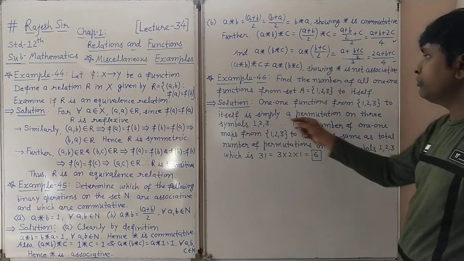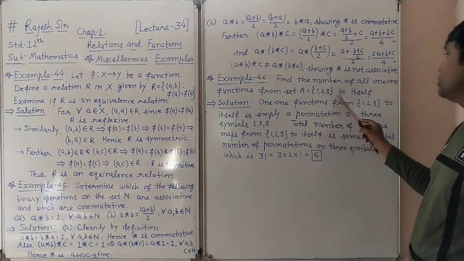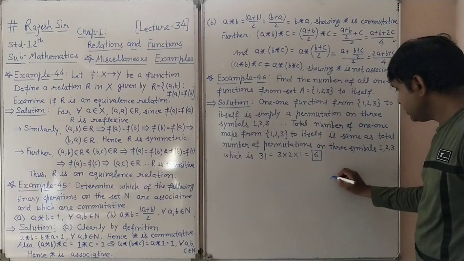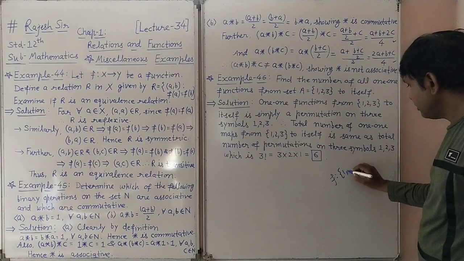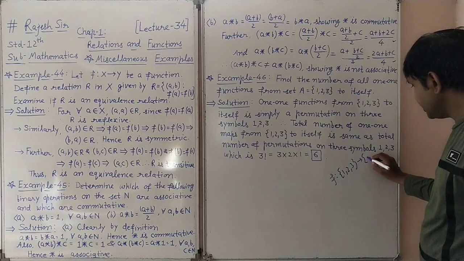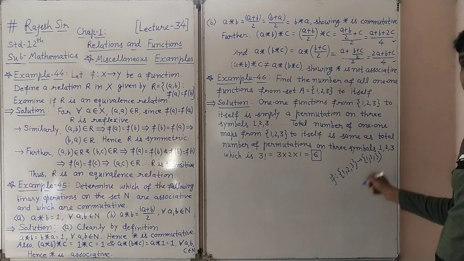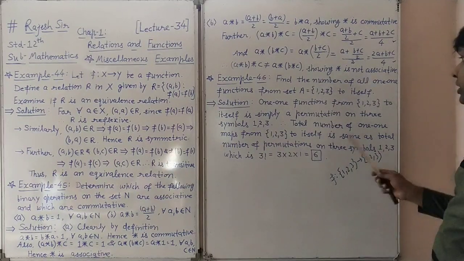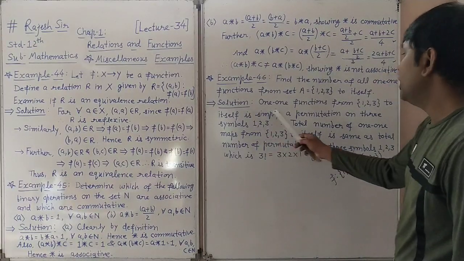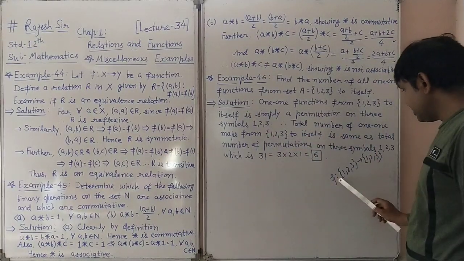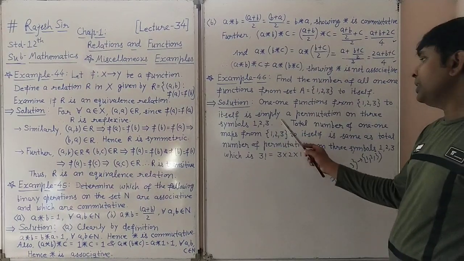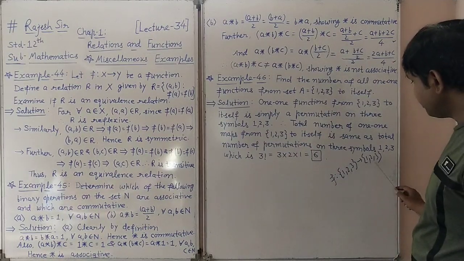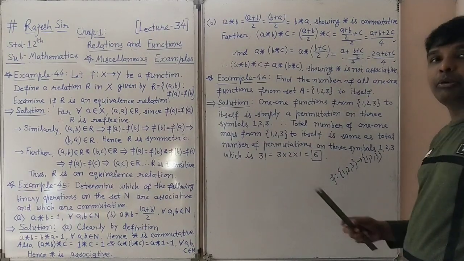Now the next example, 46, we have. Find the number of all the 1-1 functions from the set A = {1, 2, 3} to itself. To itself means actually what we want to define here: the function f is from {1, 2, 3} to {1, 2, 3}. This function we want to define, and all the functions we have to define must be 1-1. The solution: a 1-1 function from {1, 2, 3} to itself is simply a permutation of 3 symbols 1, 2, 3. Permutation means all the possible pairs we have to see. Then only it will be 1-1.